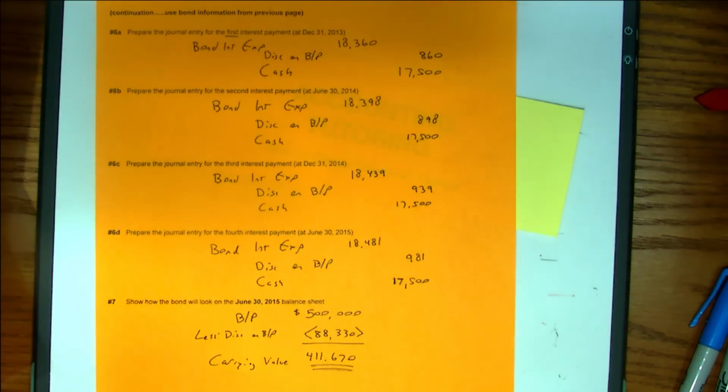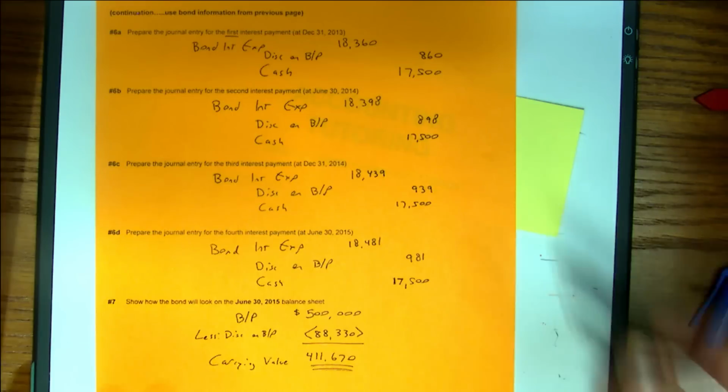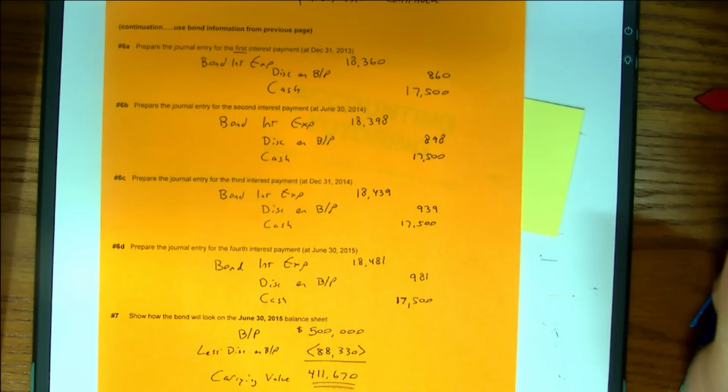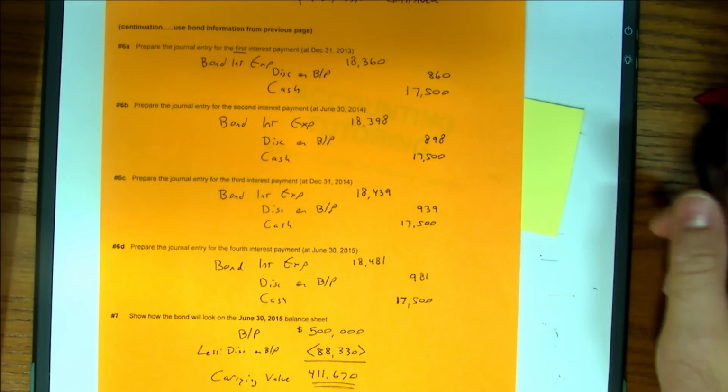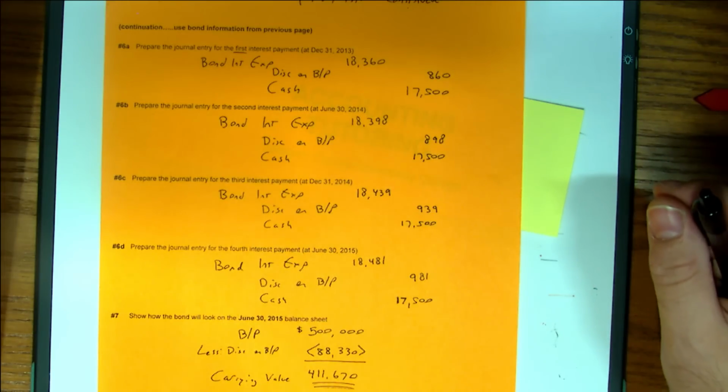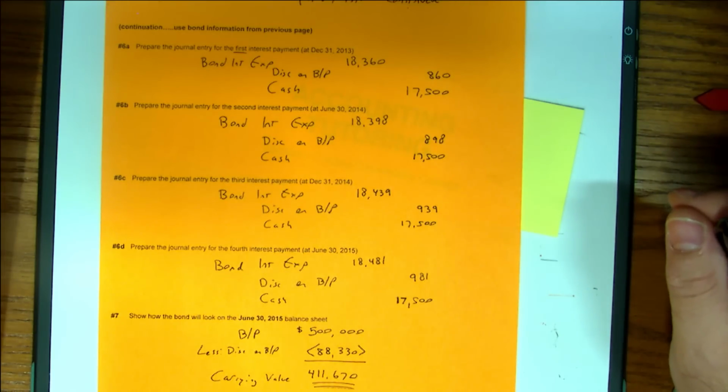Okay, so let's take a look at those interest payment dates or journal entries. You guys get that? If you're ever off by $1 or $2, it's probably a rounding issue. I don't care. I think I told you to round to the nearest dollar on this one, didn't I? Okay.